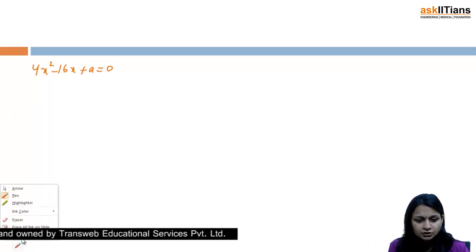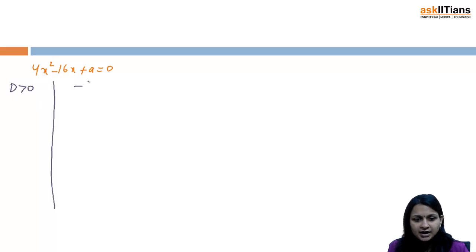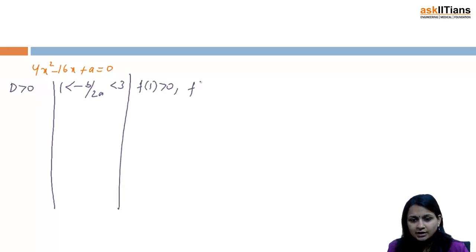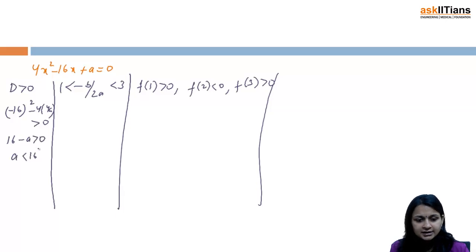So first, let me write all the conditions that we will be putting. Discriminant D is greater than 0. Then we will have minus b upon 2a lying between 1 and 3. Then f of 1 greater than 0, f of 2 less than 0 and f of 3 again greater than 0. Okay. Now discriminant D is greater than 0, so b square, 16 whole square, minus 4ac, so 4 into 4a, greater than 0. So I have 16 minus a greater than 0, or a less than 16.